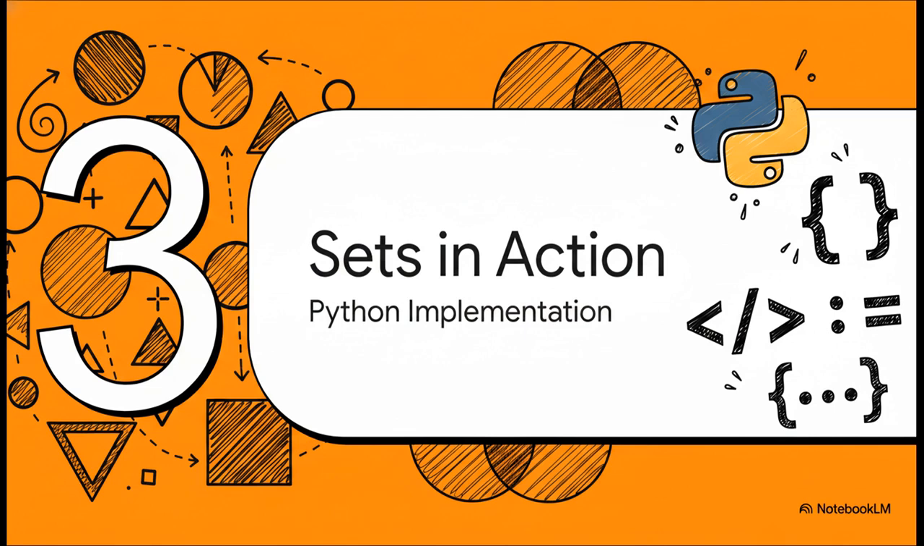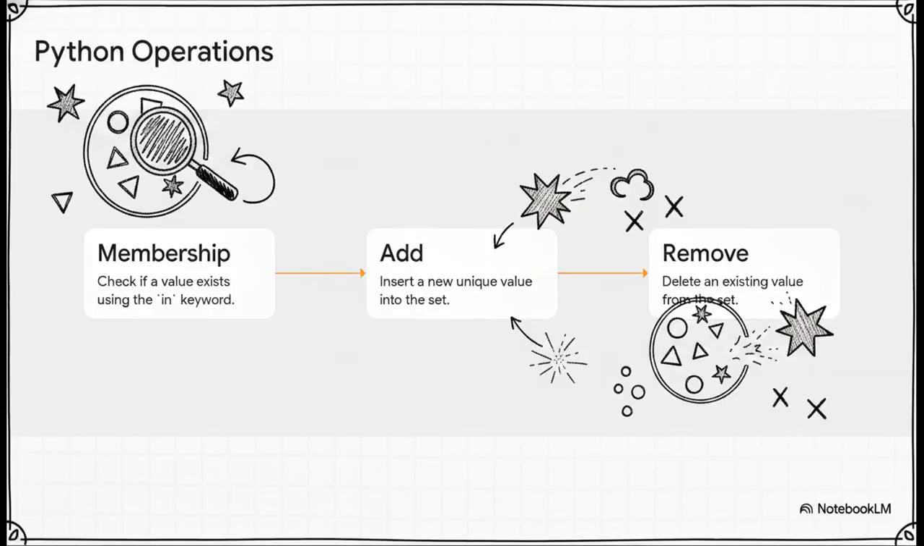Section 3, Sets in Action, Python. The crucial point here is taking those abstract math concepts and translating them into practical code. In Python, the implementation is beautifully straightforward and remarkably powerful. Say we have a set of numbers. To check for membership, you literally just write if 4 in numbers.